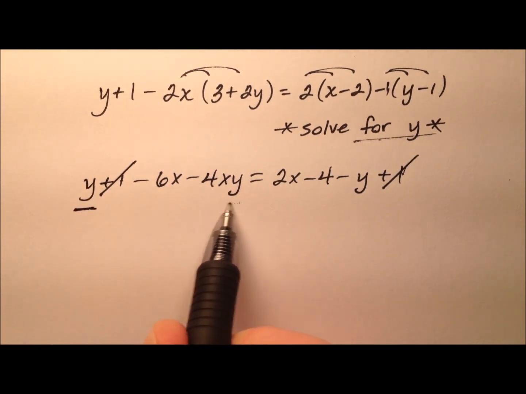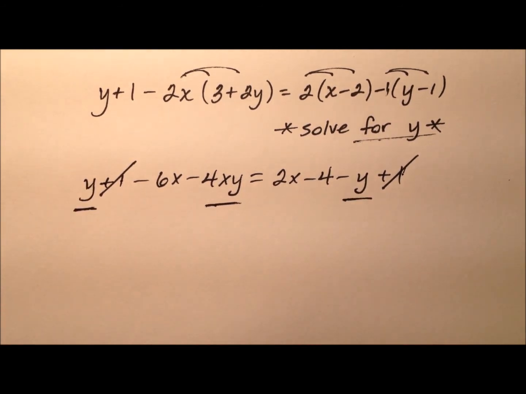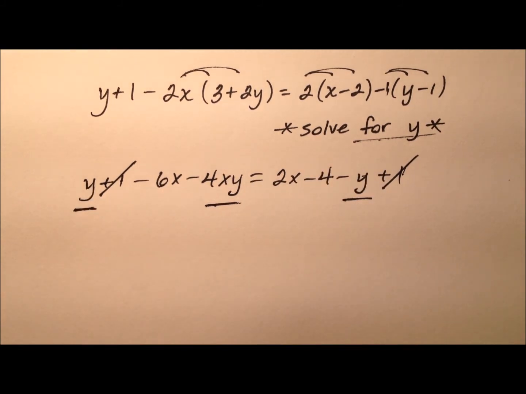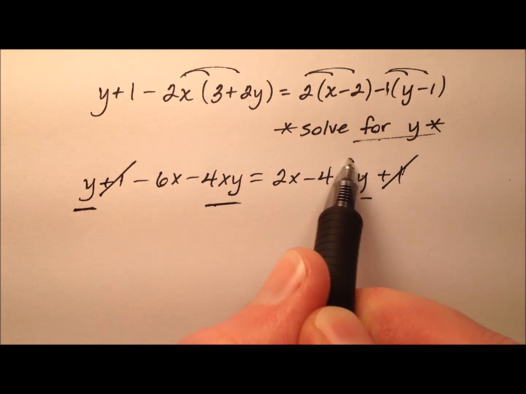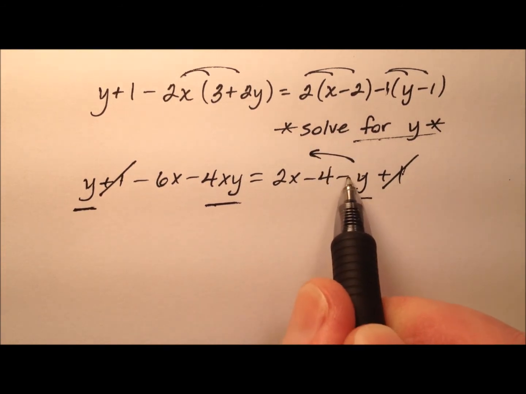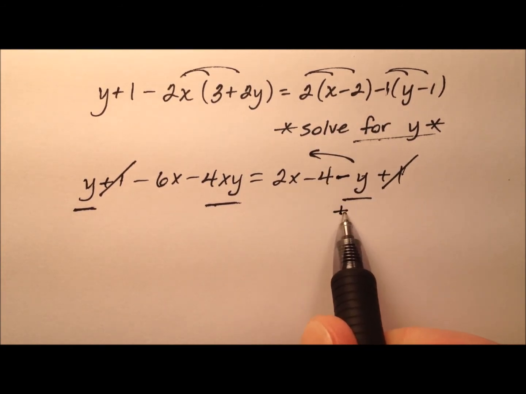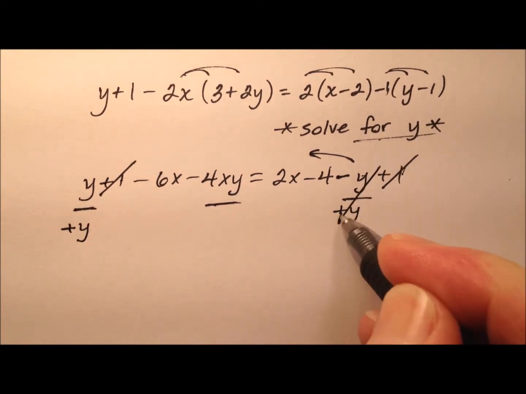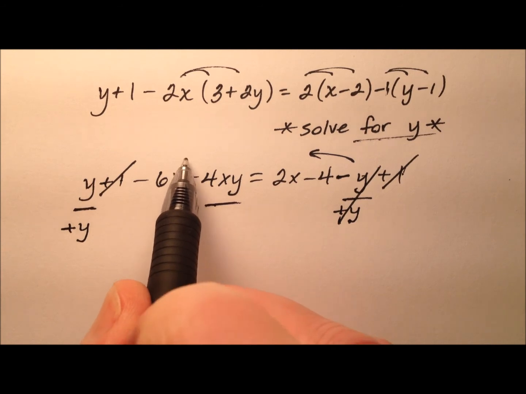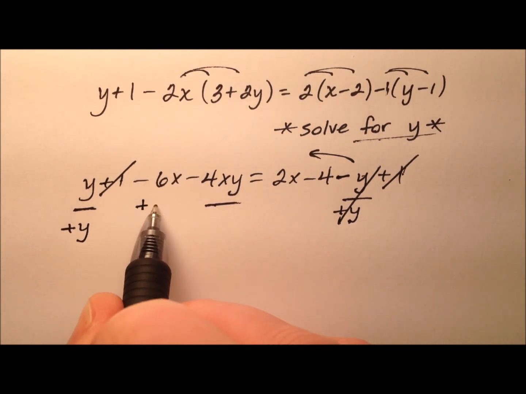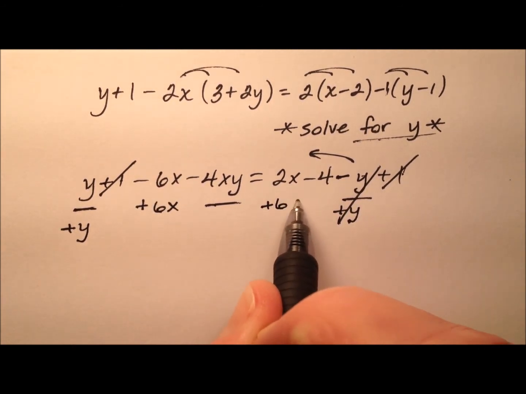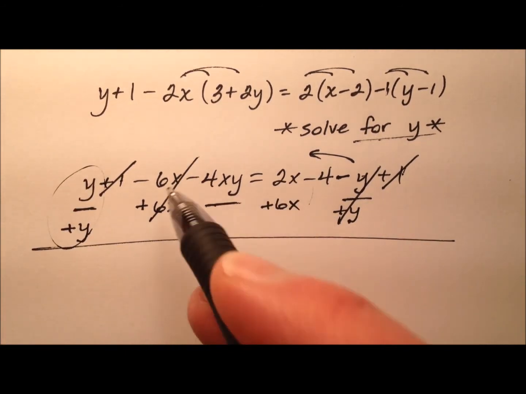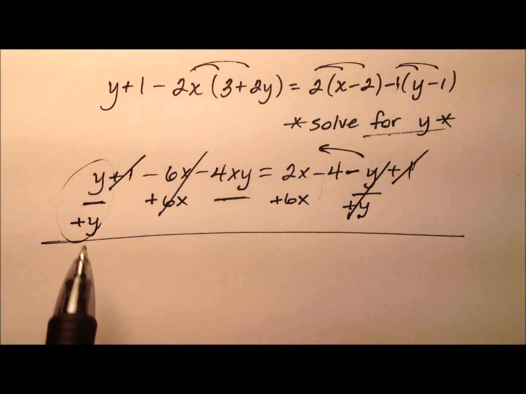Here's a term with a y, and here's a term with a y, and here's a term with a y. So let's go ahead and get all those terms with y's on one side, and we'll do it on the left side, so we collect those terms. So this is a negative y, so we'll go ahead and add y to both sides, and I'll put it here. So those will cancel. And then similarly, this guy does not have a y, so we'll add 6x to both sides. And it's nice because in both cases, I was able to line up some like terms. So let's see what we have here.